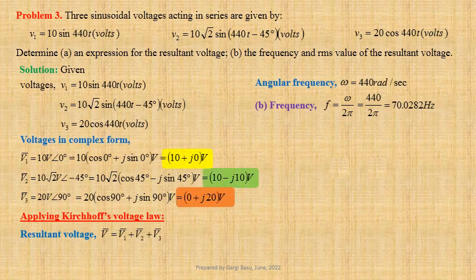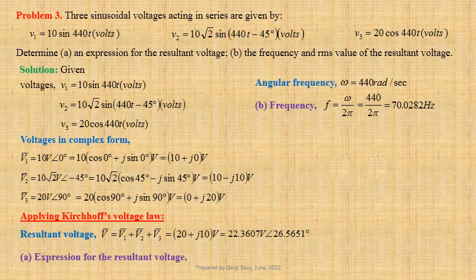Using values, we get 20 plus j10 volts. This may be expressed in polar form as 22.3607 volt at an angle 26.5651 degree. Now we shall write down the time expression for the resultant voltage.